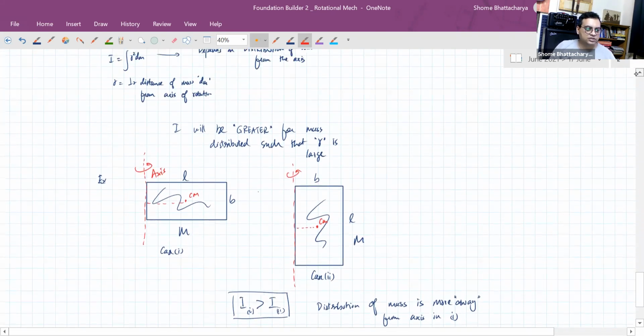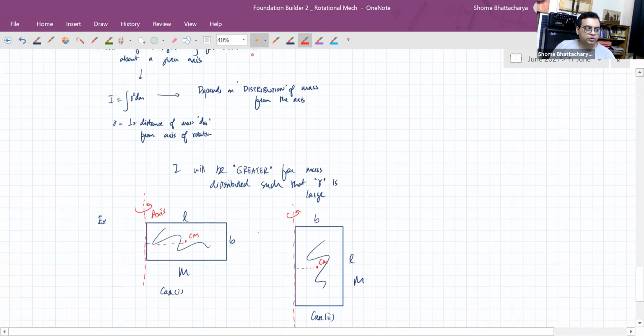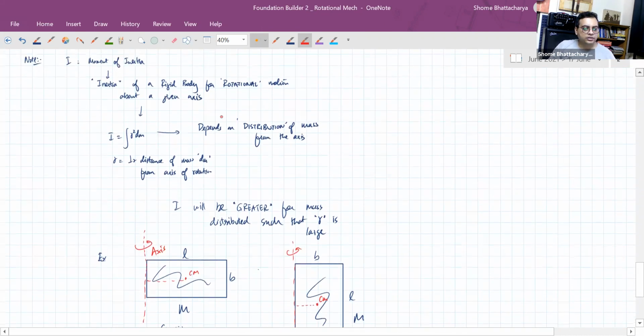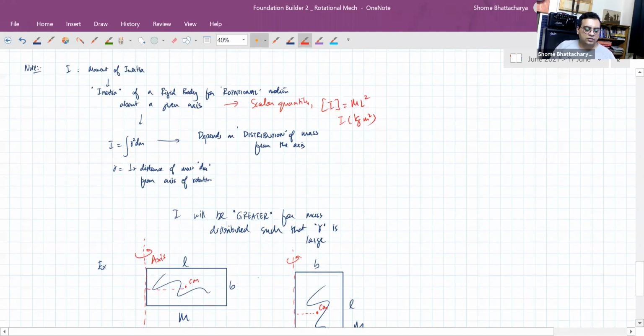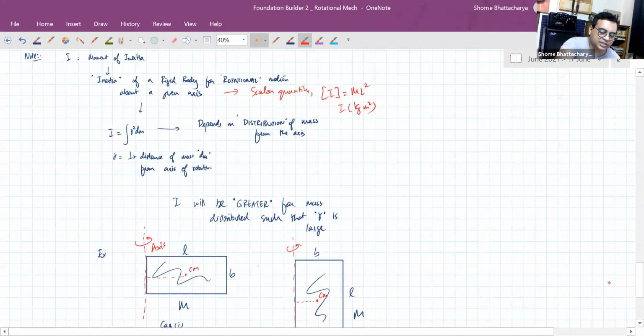Other than that, of course, it's important to understand that moment of inertia is a scalar quantity. It has dimensions of ML square, or its unit is kilogram meter square, because it's given by integration of r squared dm. So it's a property of inertia, but that inertia has to do with rotation with respect to an axis. So it doesn't depend only on the mass of the body. It depends on the distribution of the mass with respect to the axis of rotation.